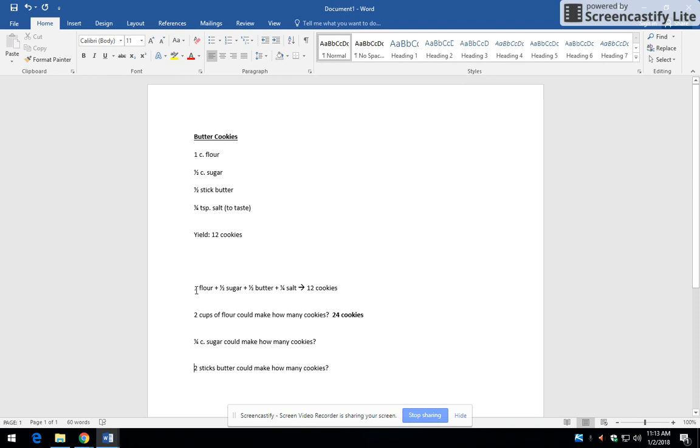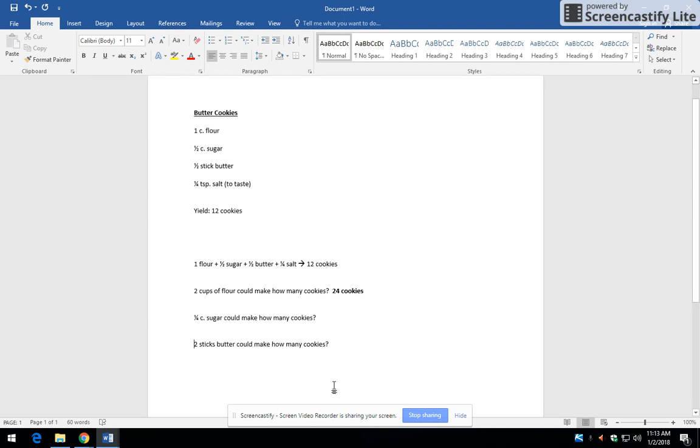You could also do it by proportion. 1 to 12 equals 2 to 24. Also perfectly fine. Or 2 to x, I guess, because you would start there and then you'd cross multiply and do all the things you love to do. Either one of these ways is perfectly fine.